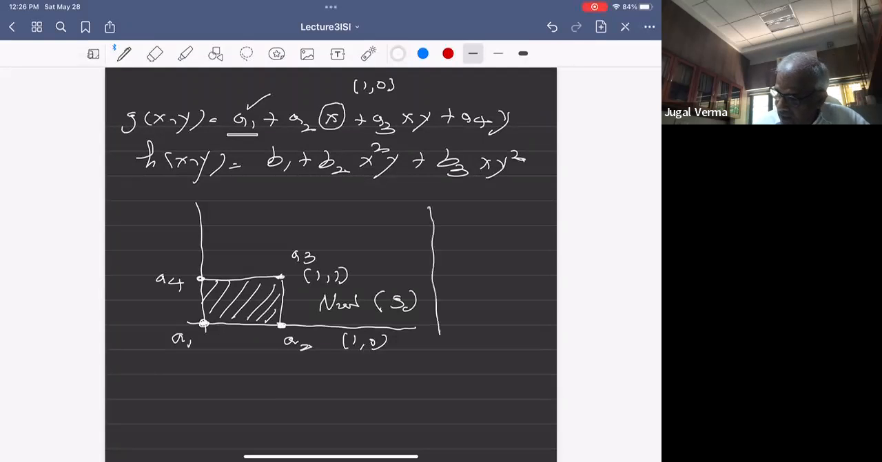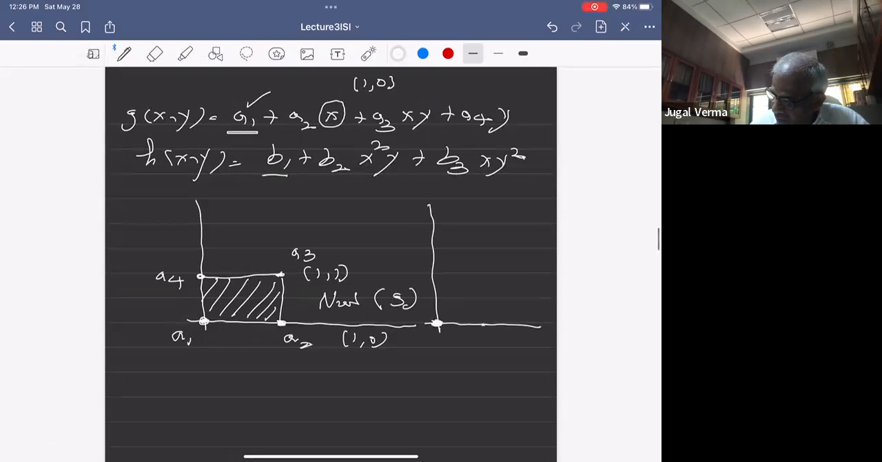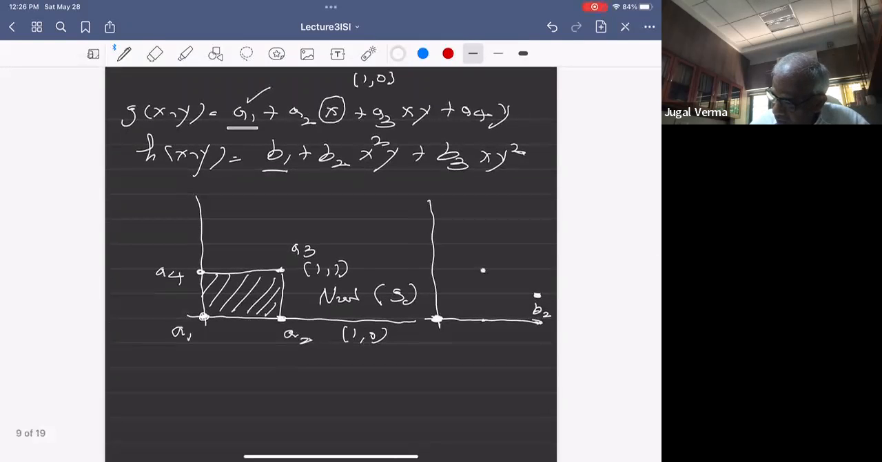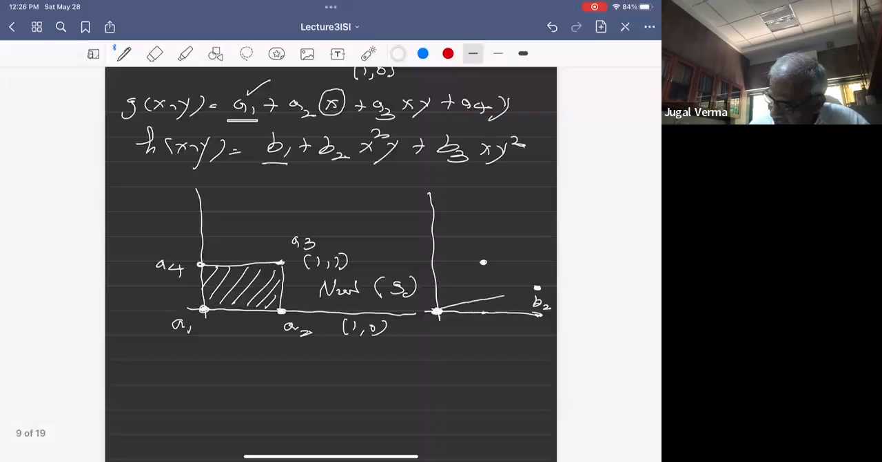Then I can write down the Newton polygon of h. So b1 will be the origin, and here is my x^2 y, which I label as b2. Then b3 is xy^2, which is somewhere here. Okay, so then take the convex hull. That is the Newton polygon of h. So every polynomial has its associated Newton polytope.